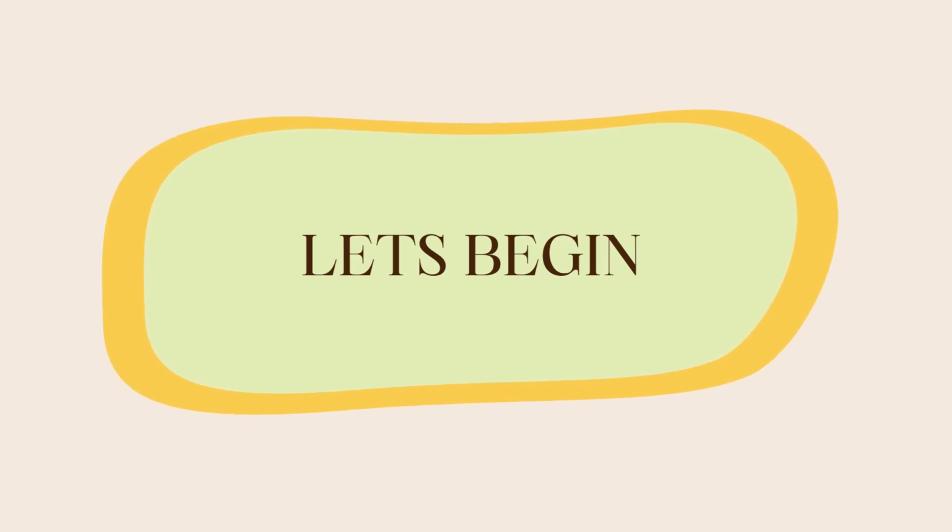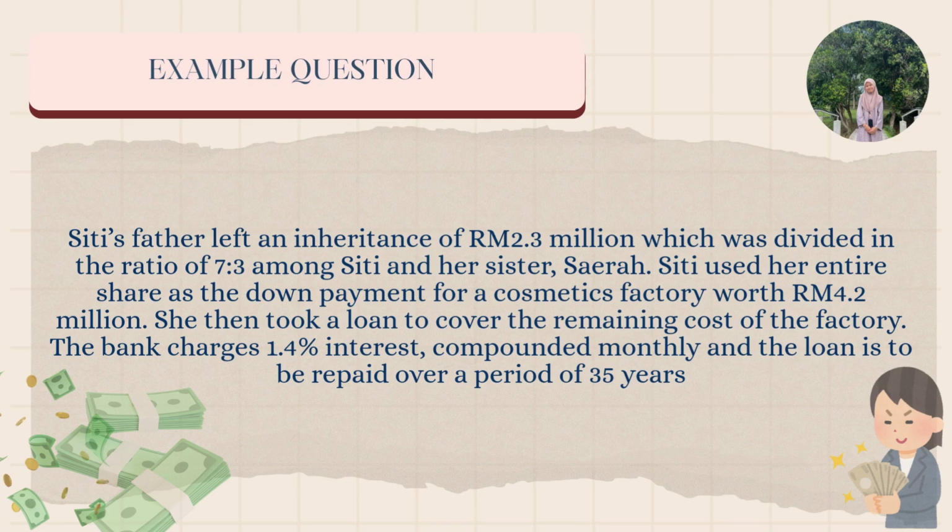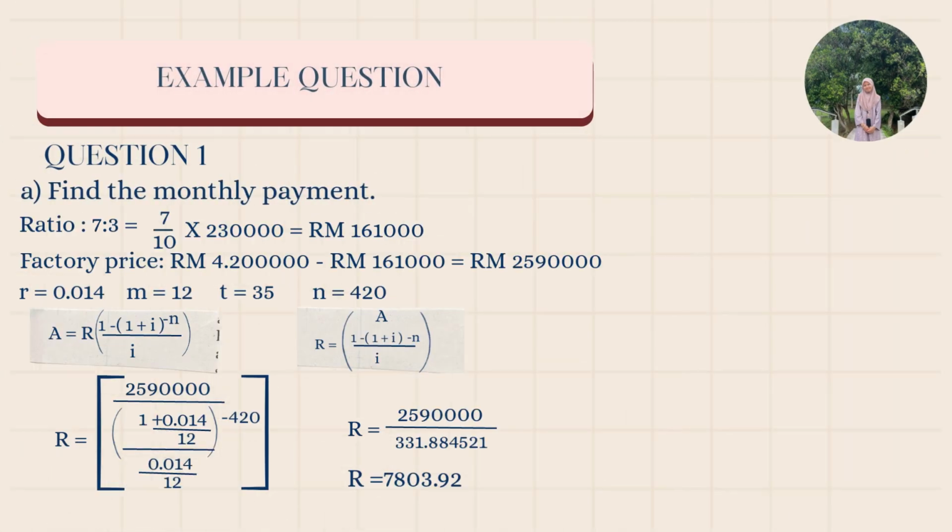Question 1. Siti's father left an inheritance of 2.3 million, which was divided in the ratio of 7 to 3 among Siti and her sister Saira. Siti used her entire share as the down payment for a cosmetic factory worth 4.2 million ringgit. She then took a loan to cover the remaining cost of the factory. The bank charged 1.4% interest compounded monthly, and the loan is to be repaid over a period of 35 years. Look at question 1A. Find the monthly payment.